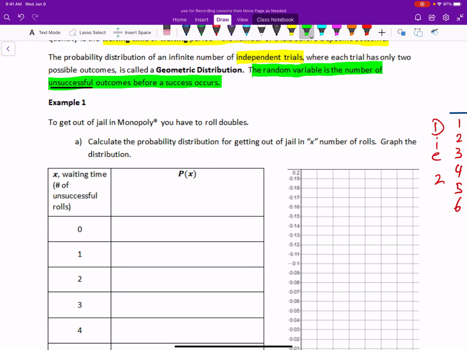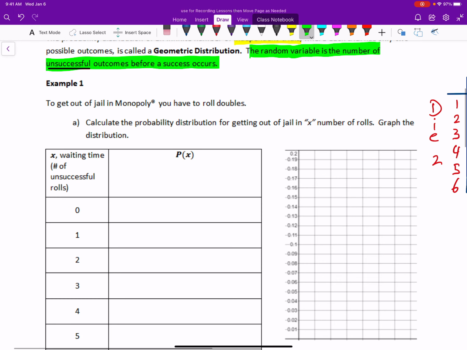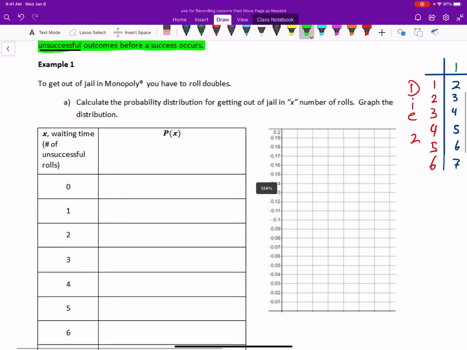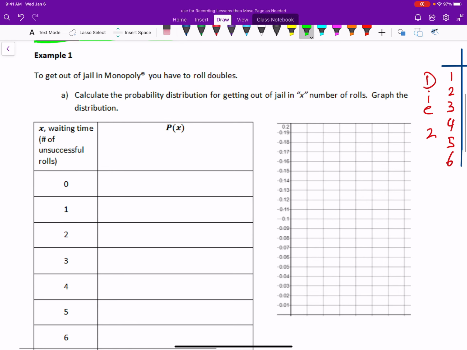So, let's look at an example to make it clearer. To get out of jail in Monopoly, you have to roll doubles. Calculate the probability distribution of getting out of jail in X number of rolls, and graph the distribution. All right, so remember X, my random variable, means how many times, in this case, do I not roll doubles before I do roll doubles?